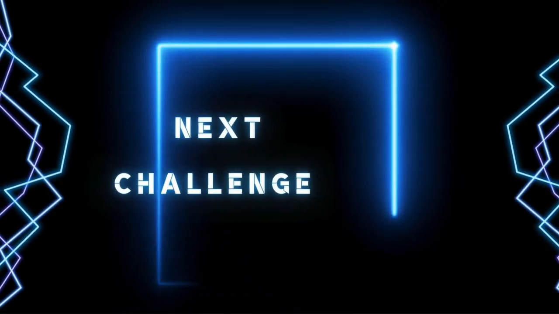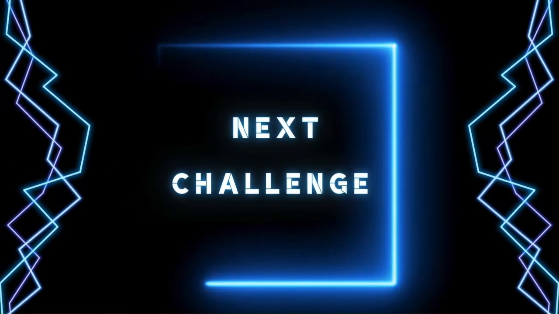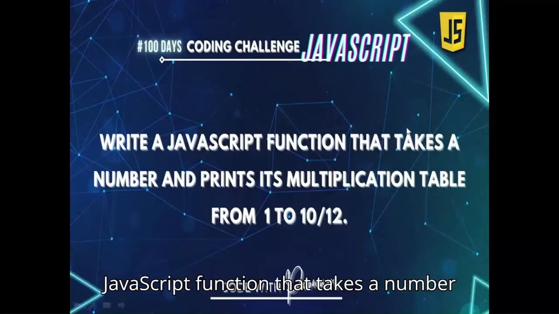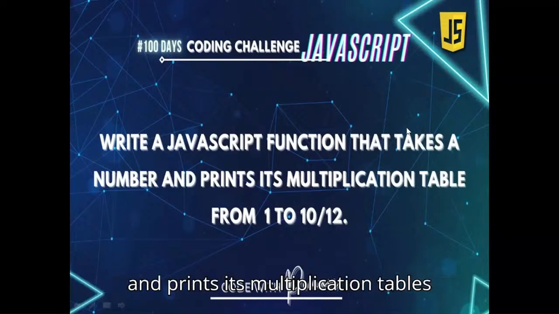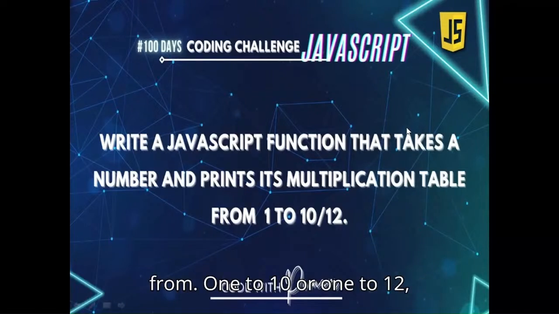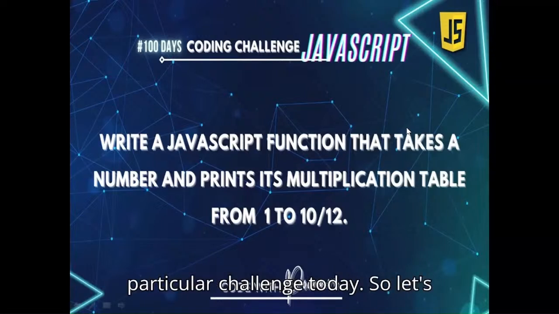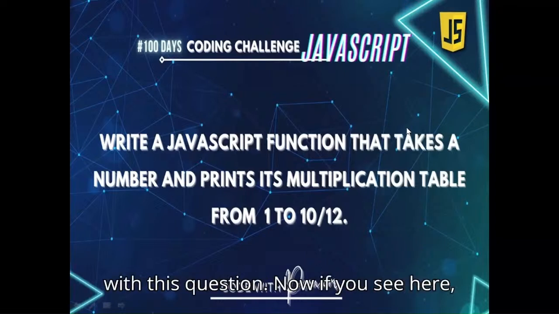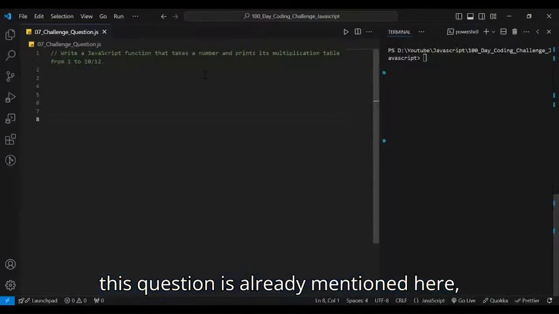Let's move to our next challenge, and this challenge is: write a JavaScript function that takes a number and prints its multiplication table from 1 to 10 or 1 to 12, right? So we have to solve this particular challenge today. So let's move to our VS Code and let's begin with this question. Now, if you see here, this question is already mentioned here, right?